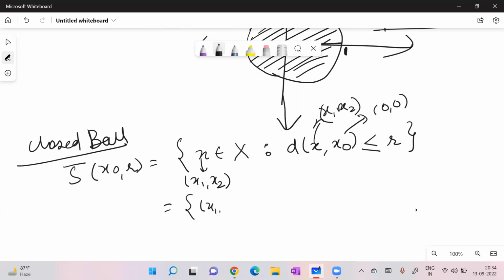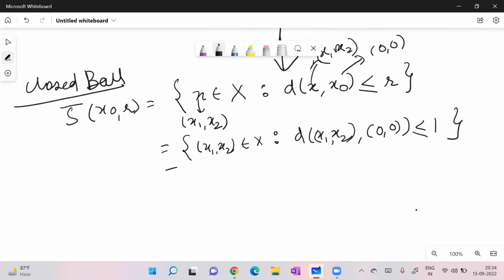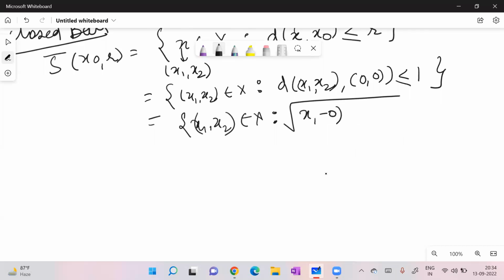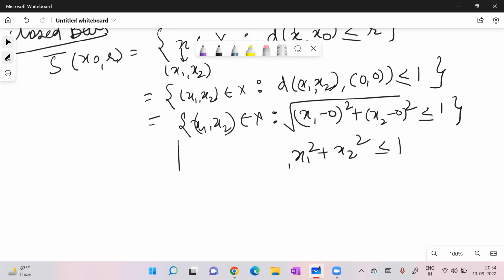So the set of all (x1, x2) belonging to X such that the distance of (x1, x2) from the center (0, 0) is less than or equal to R, that is 1. By the definition of the metric, we have the square root of (x1 minus 0) whole square plus (x2 minus 0) whole square, which is less than or equal to 1. When we solve the inequality, we get x1 square plus x2 square is less than or equal to 1. So we will get a closed ball.